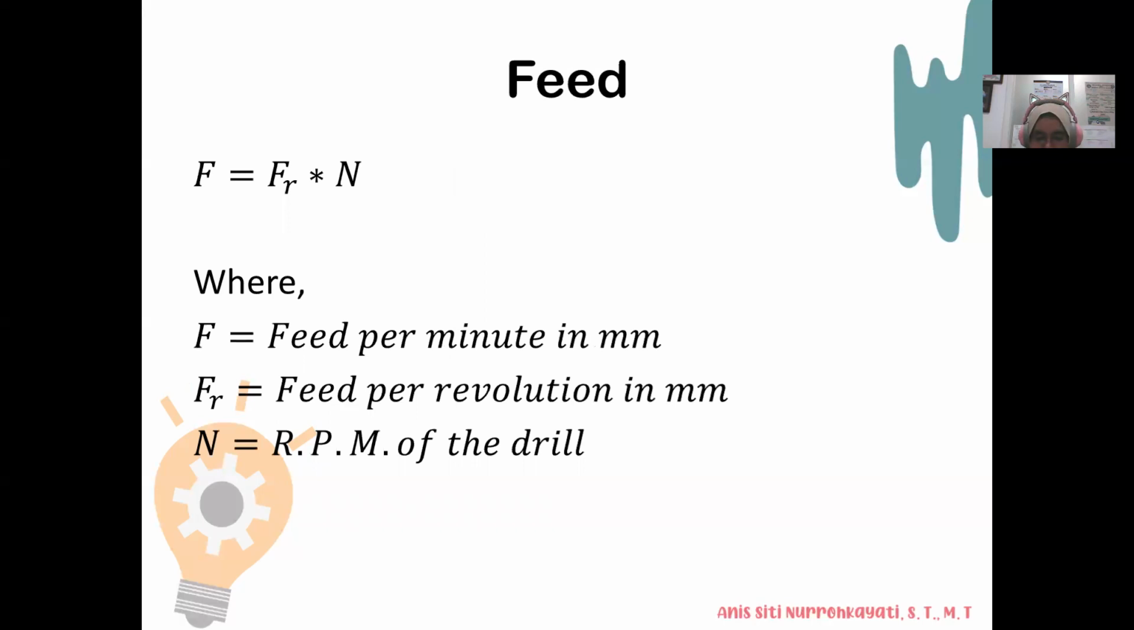Next, feed. The equation for feed is F equals FR multiplied by N, where FR is feed per revolution in millimeters, and N is the RPM of the drill.